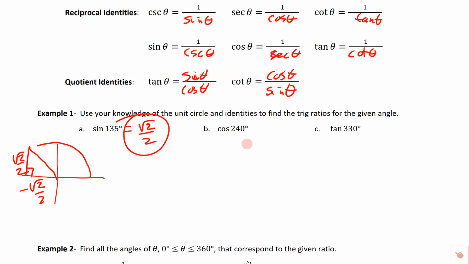240 degrees. 60 degrees right here. Ooh, that's the long one, radical 3 over 2. Okay, are you recognizing these numbers? Didn't we do these in the warm-up? Cosine would be which coordinate? The x. So it's going to be negative 1/2.